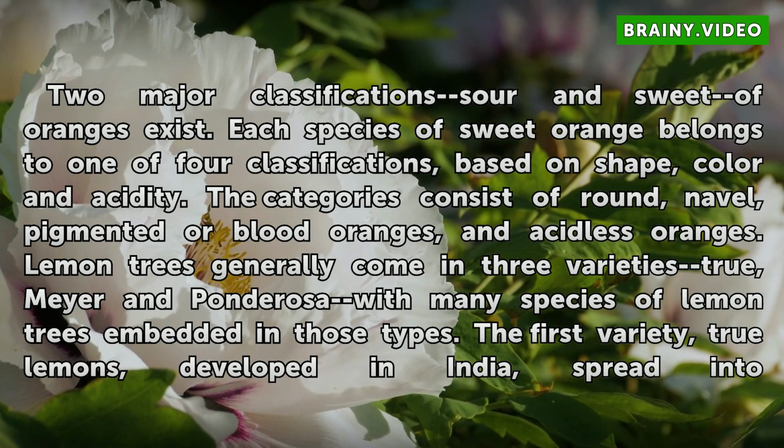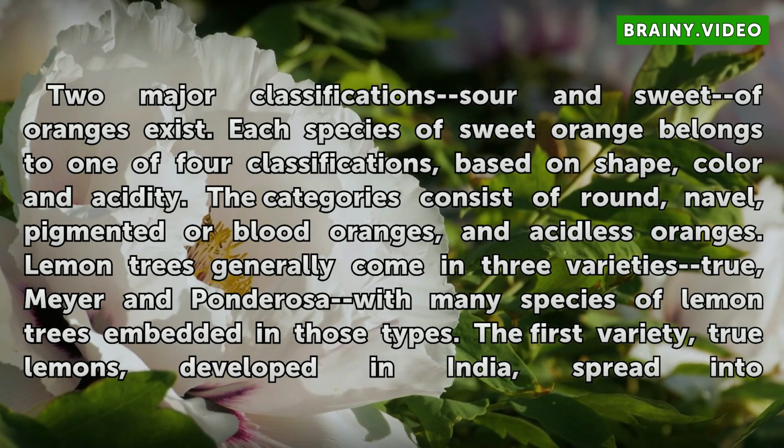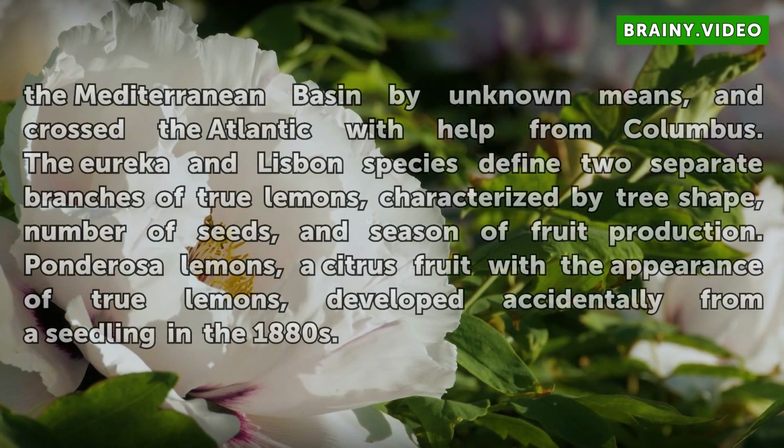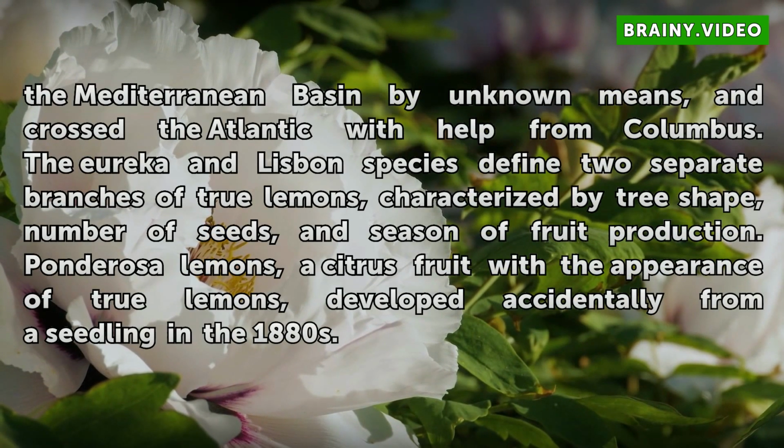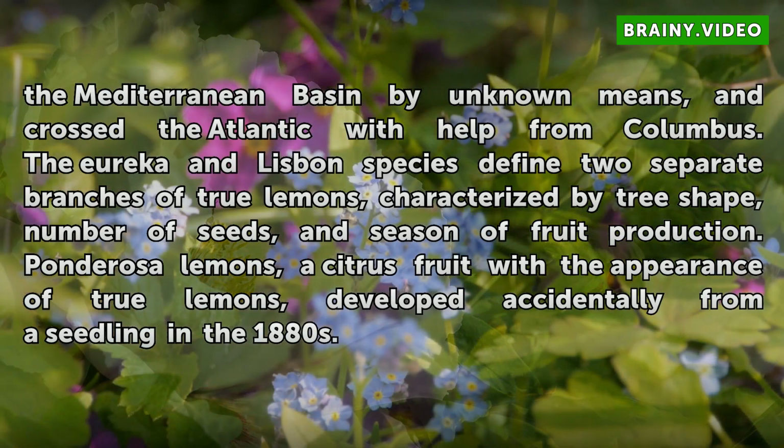Lemon trees generally come in three varieties: true, Meyer and ponderosa, with many species of lemon trees embedded in those types. The first variety, true lemons, developed in India, spread into the Mediterranean basin by unknown means, and crossed the Atlantic with help from Columbus.